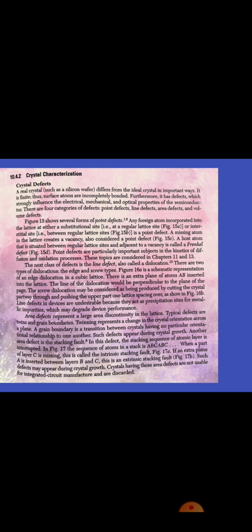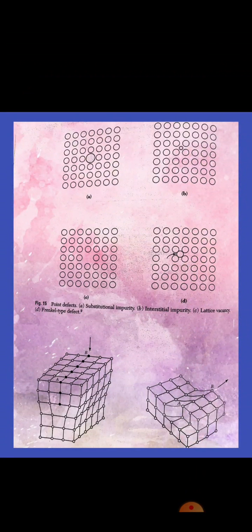So we see the different types of point defects. Any foreign atom incorporated into the lattice at either a substitutional site, that is a regular lattice site, or interstitial site, that is between regular lattice sites, is a point defect. A missing atom in the lattice creates a vacancy, also considered a point defect. A host atom situated between regular lattice sites and adjacent to a vacancy is called a Frenkel defect.